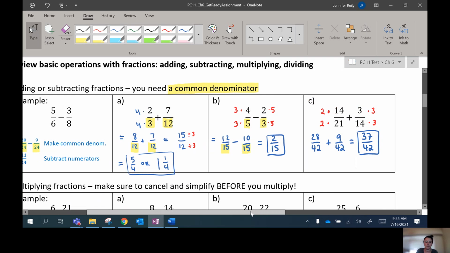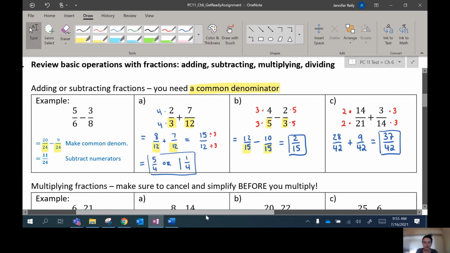All right, so that's adding and subtracting. You need a common denominator. That's the key thing to remember. We're going to be using that throughout the chapter.